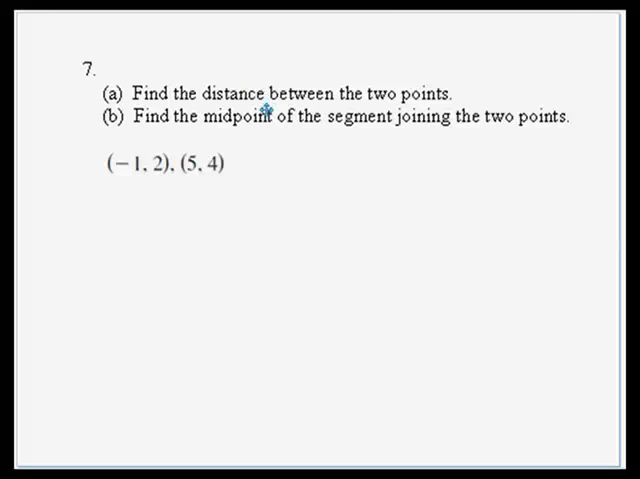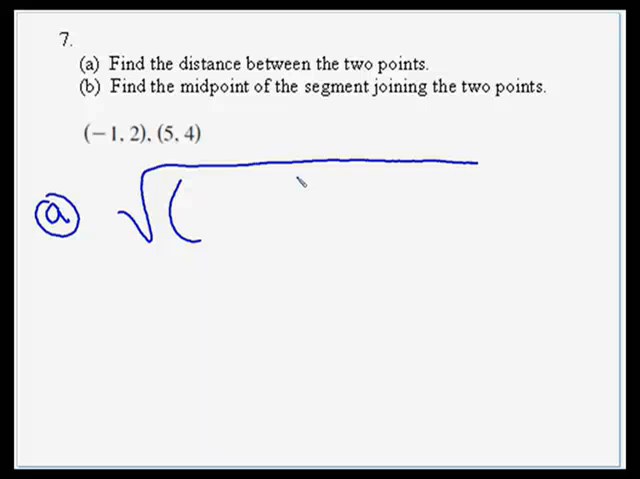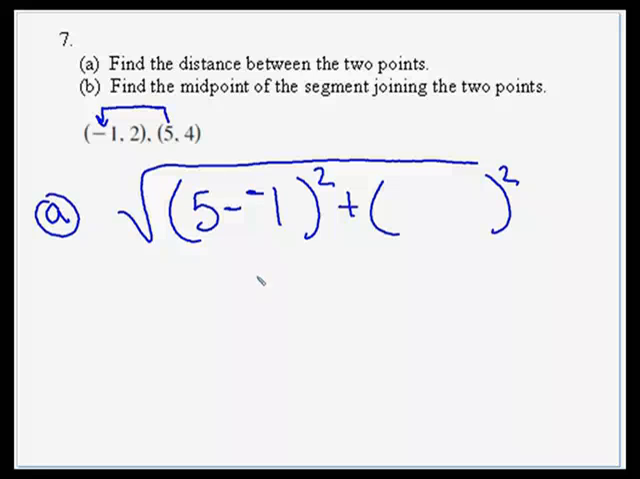And now on to distance and midpoint formulas. So this is a two-parter. Part A, find the distance between the points. Remember, the distance formula is x minus x, quantity squared, plus y minus y, quantity squared. So my x's, let's go left to right, or right to left. 5 minus negative 1. 5 minus negative 1. And the difference of the y's, y minus y, will be 4 minus 2.